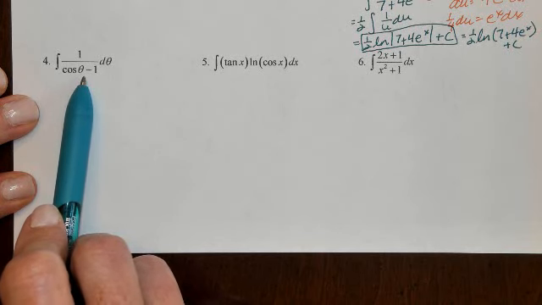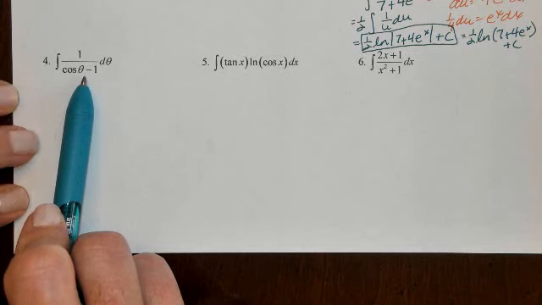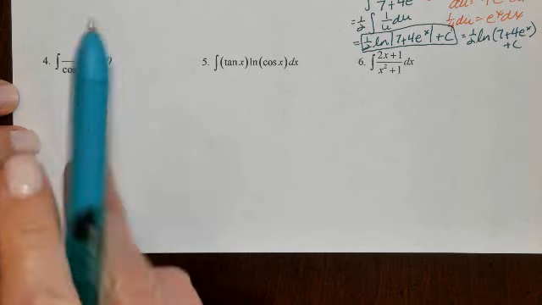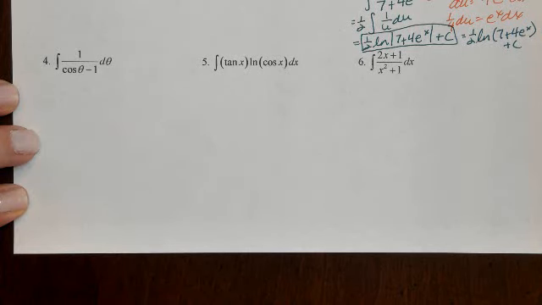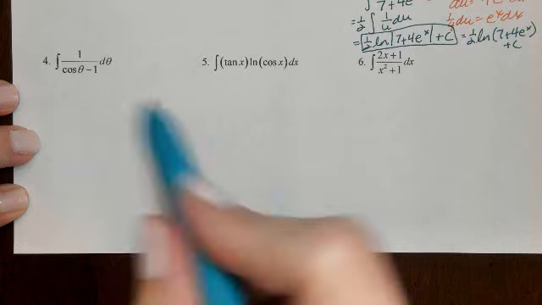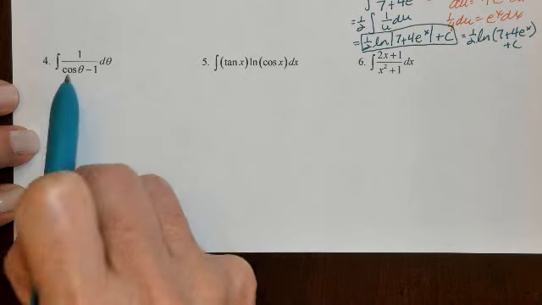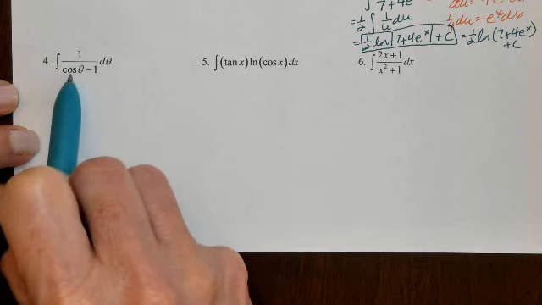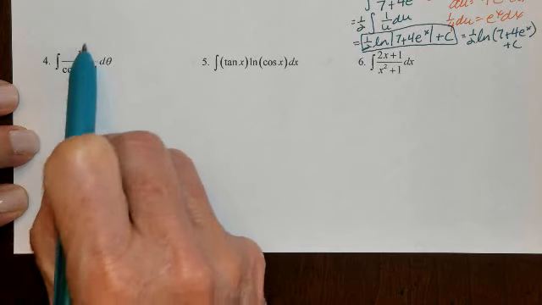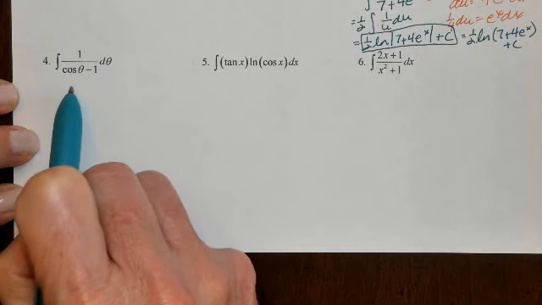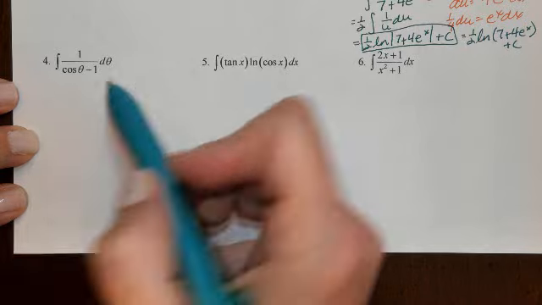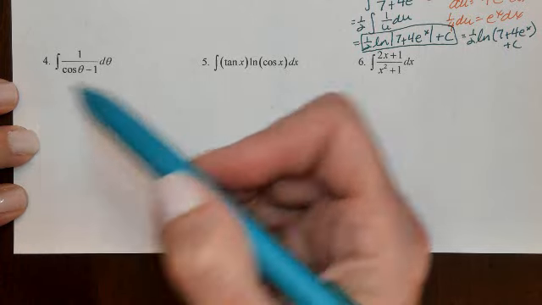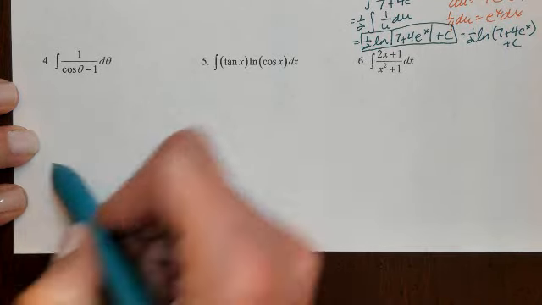Trig integrals are tricky, because there's so many things we can do with them. In this one, my options are kind of limited. Remember, you cannot split up this cosine theta and the 1. You cannot make it 1 over cosine theta plus 1 over negative 1. You cannot do that. That's not legal.